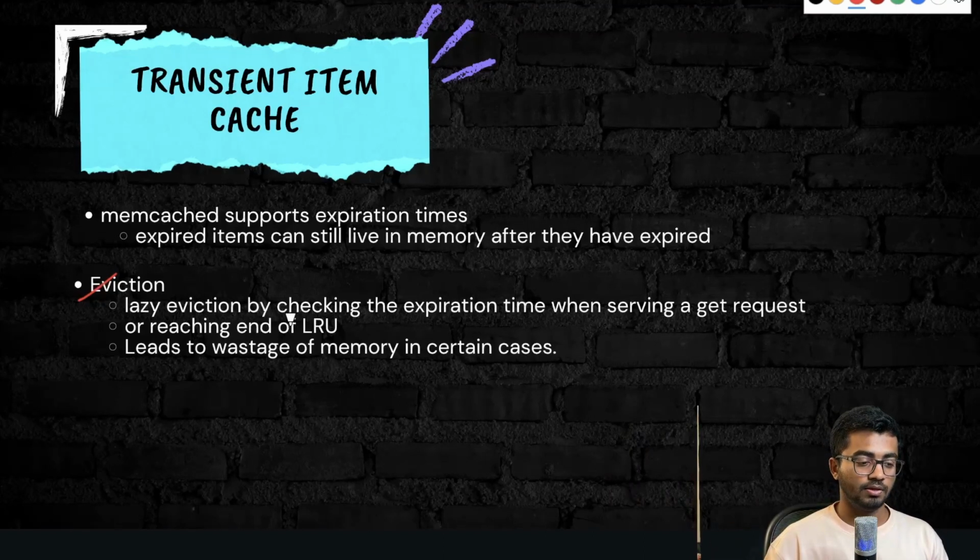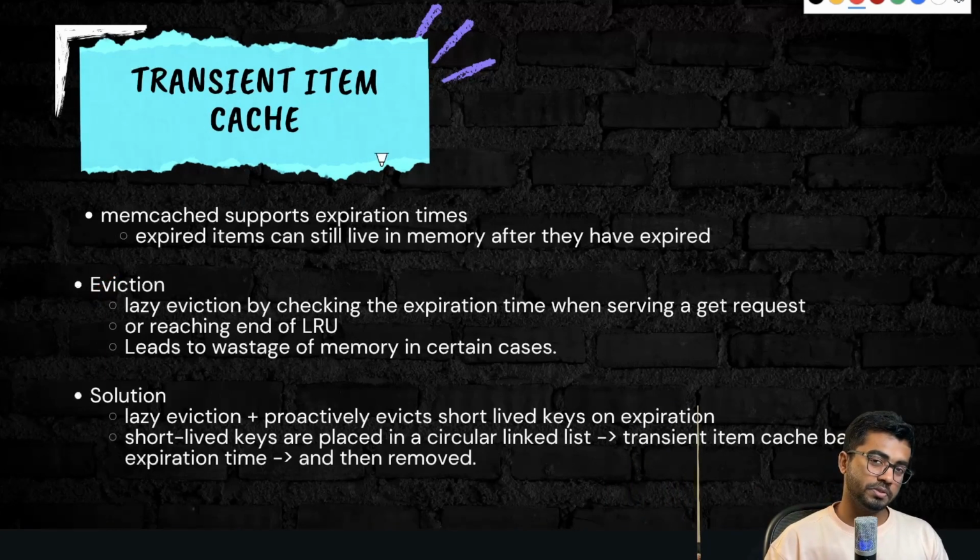Because of the lazy eviction, it leads to wastage of memory in certain cases. How do we solve it? The solution in this case is a hybrid approach of lazy eviction as well as proactively monitoring the short-lived keys. So if you have short-lived keys, we can use some kind of hybrid approach to do both of this. Short-lived keys are placed in a circular linked list based on the expiration times they have, and when the times are reached, they're removed.